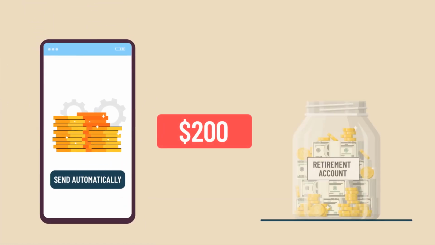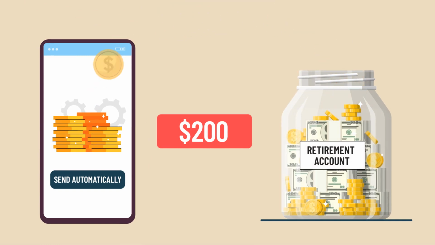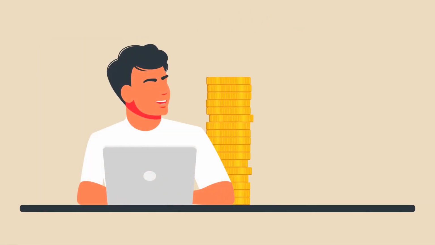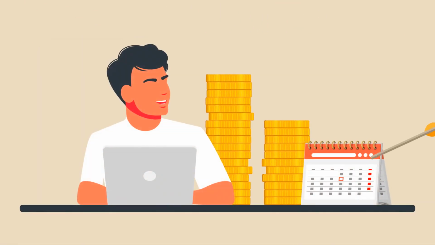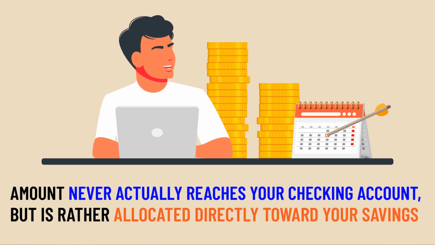For example, if you want to put $200 of every paycheck towards your retirement account, you could set up an automatic contribution rather than physically transfer funds each pay period. For many savvy savers, this makes it easier to commit to a monthly goal because the amount never actually reaches your checking account, but is rather allocated directly towards your savings.